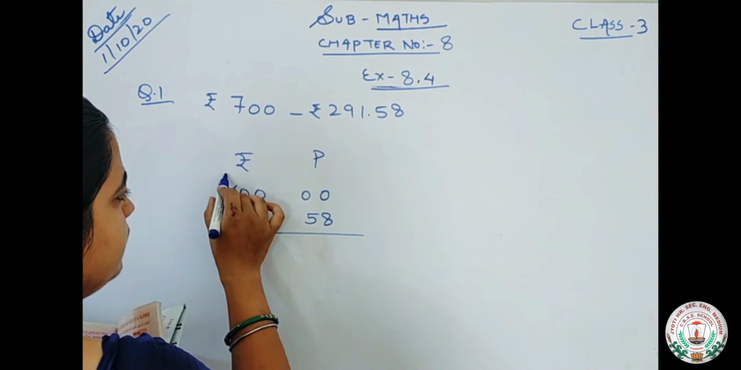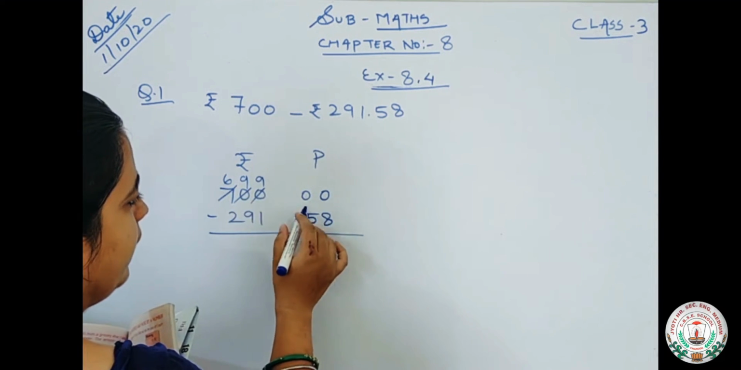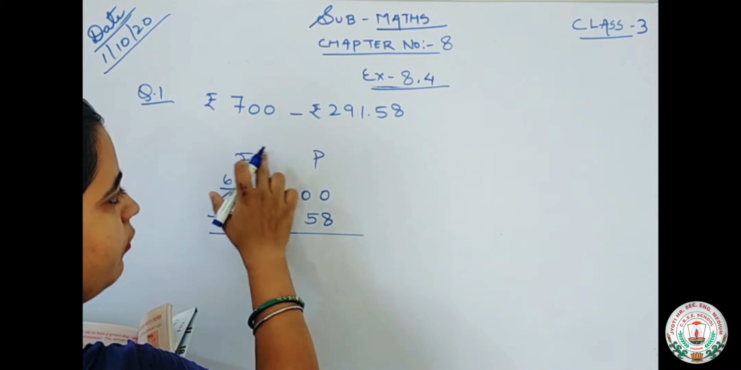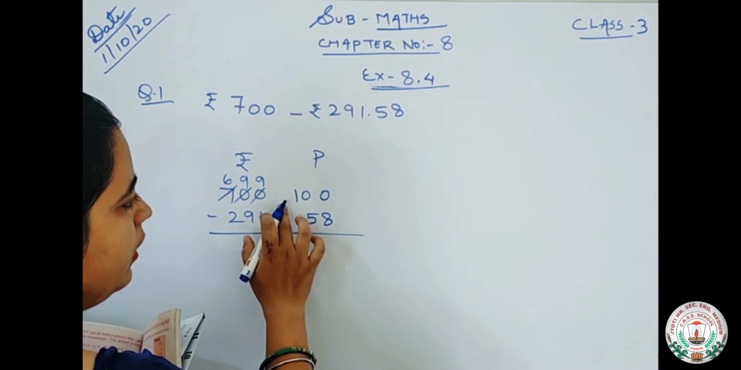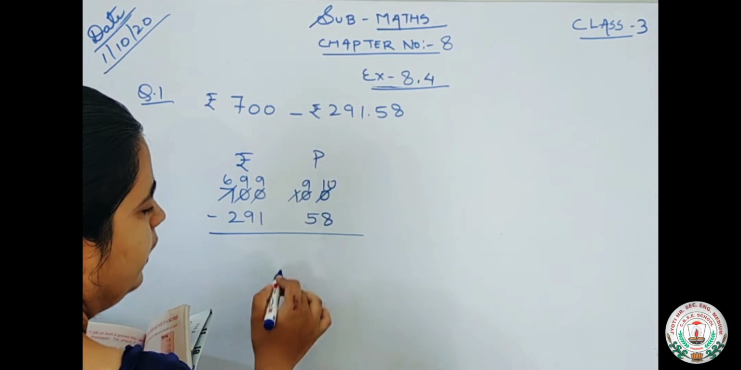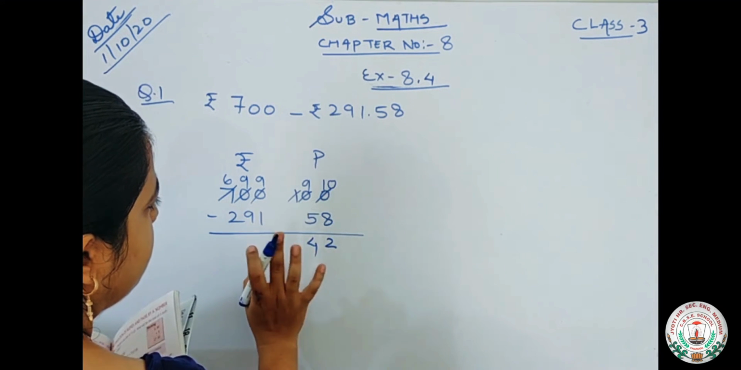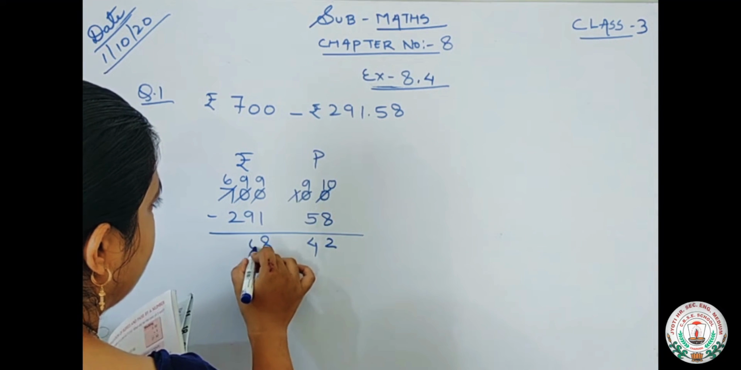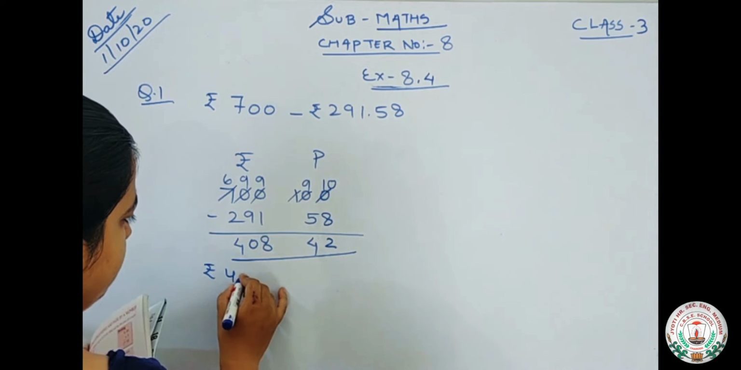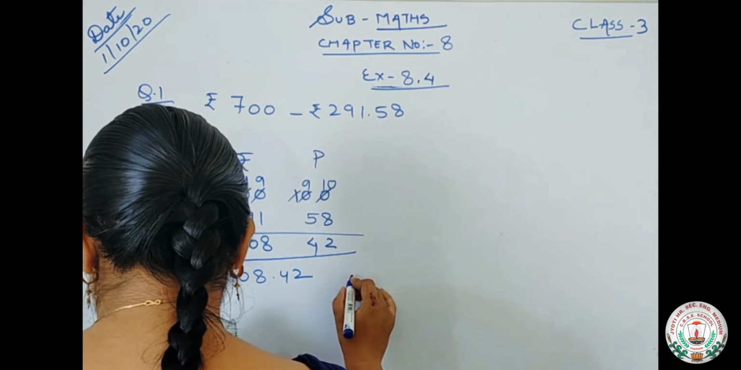Okay, understood? So when we have to take carry from here, 7, because 0 zeros are here, it will become 6, 9, 9. When we are borrowing 1 rupee from paise, it will become 100. Then we take carry from here, now 1, 9, and this will become 10. 10 minus 8 is 2, 9 minus 5 is 4, 9 minus 1 is 8, 6 minus 2 is 4. So what is our answer? Answer is rupees 408.42, which is given in option number C.